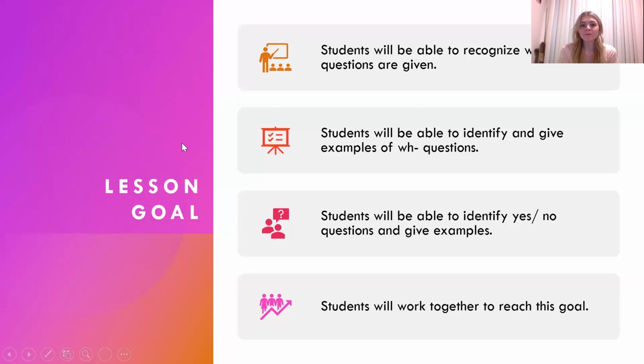For the lesson goal, this is what you want to have on the board for the students to see visually when they come in. Students will be able to recognize what types of questions are given. Students will be able to identify and give examples of WH questions. Students will be able to identify yes/no questions and give examples. And then students will work together to reach this goal. This on the board will give the students an idea of what they will be doing during class, and then what they need to focus on themselves.